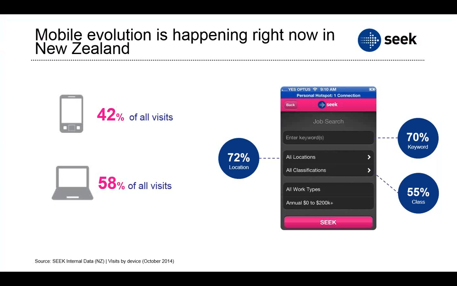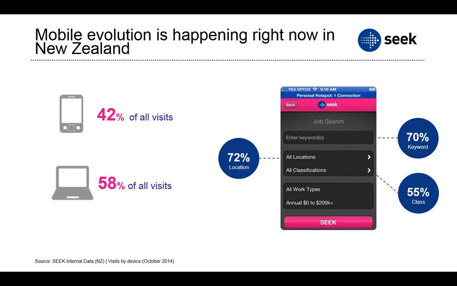Okay, so if we look at mobile in October last year was 42% of all visits. I haven't got the updated number yet. That's going to be released most likely this month. So I'm expecting that number is probably going to be up around 46 perhaps percent of all visits via a mobile device. So we are definitely seeing a massive shift towards mobile.